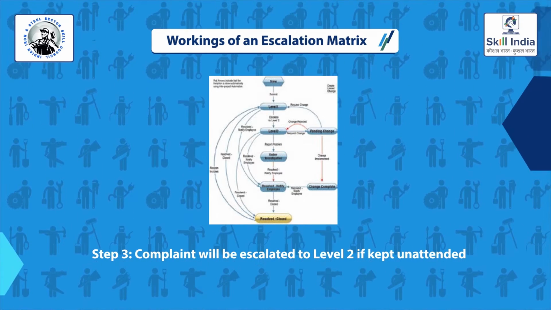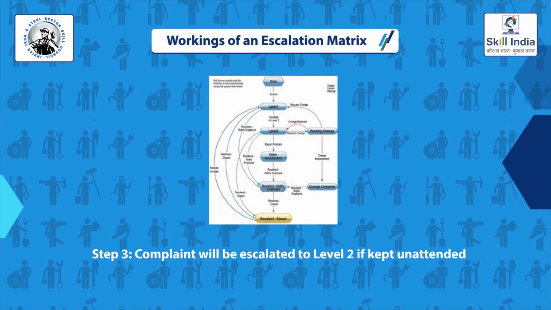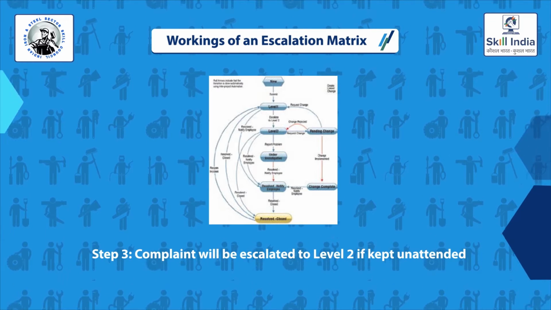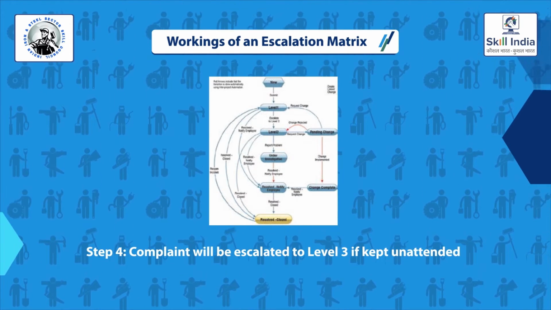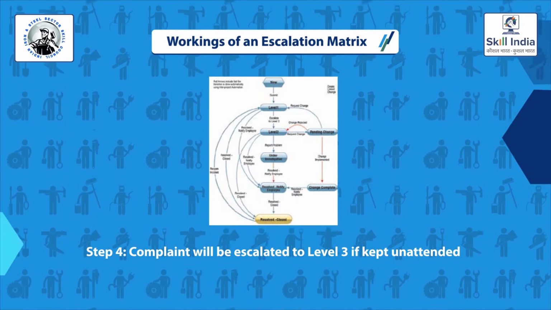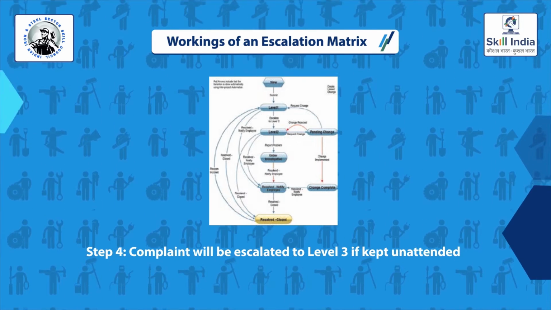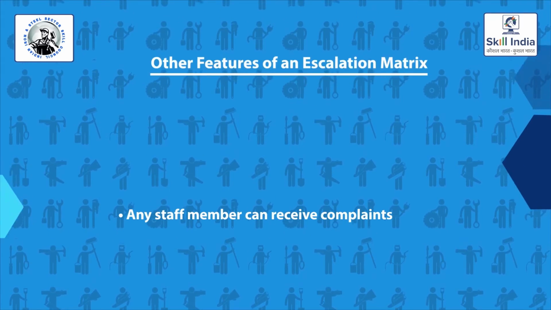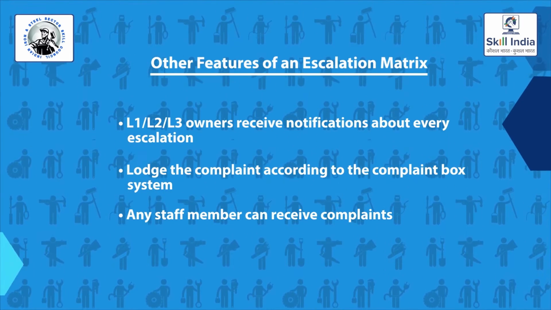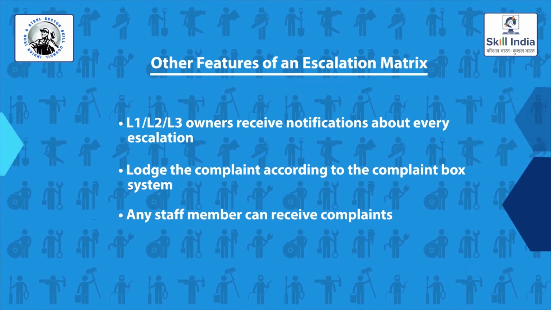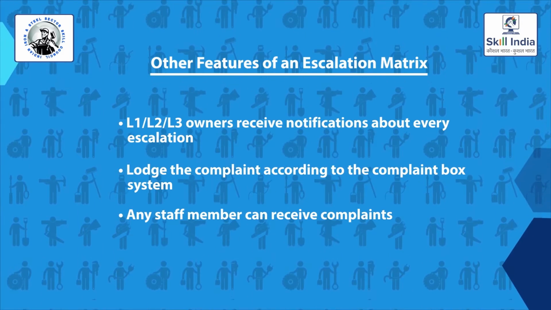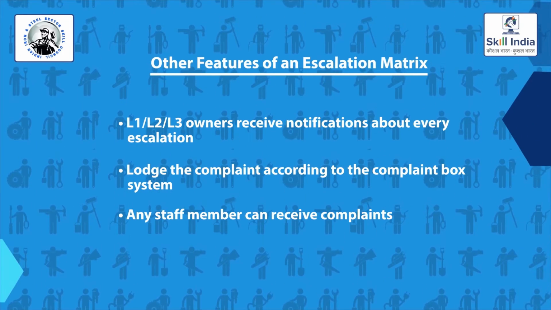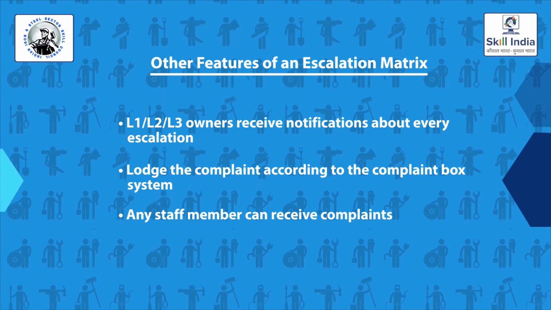If the complaint is not resolved within X number of days, X being the time defined for the level 1 department to resolve the issue, the complaint will be escalated to the level 2 department. If the complaint is not resolved within Y number of days, Y being the time defined for the level 2 department to resolve the issue, the complaint will be escalated to the level 3 department. Some additional features factor in the working of the escalation matrix. These are: at every escalation, level 1, level 2, level 3 owners can receive notifications. If you face any issues, you have to complain according to the complaint box system followed by your organization.